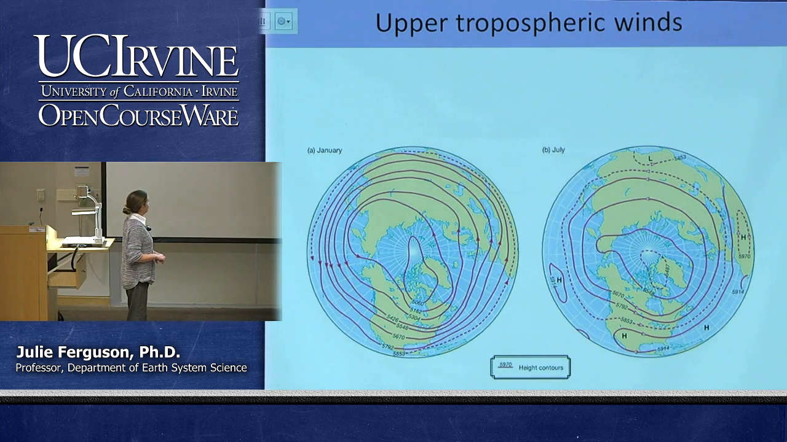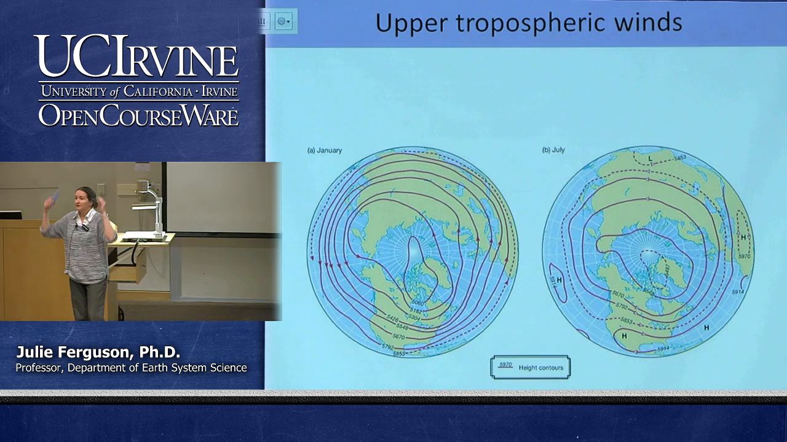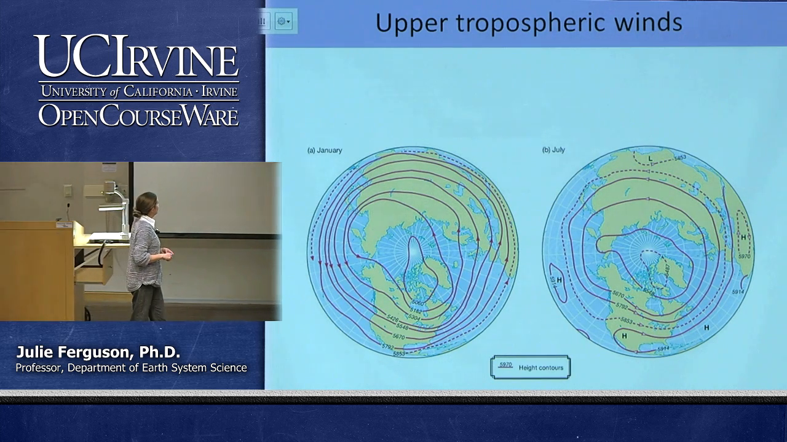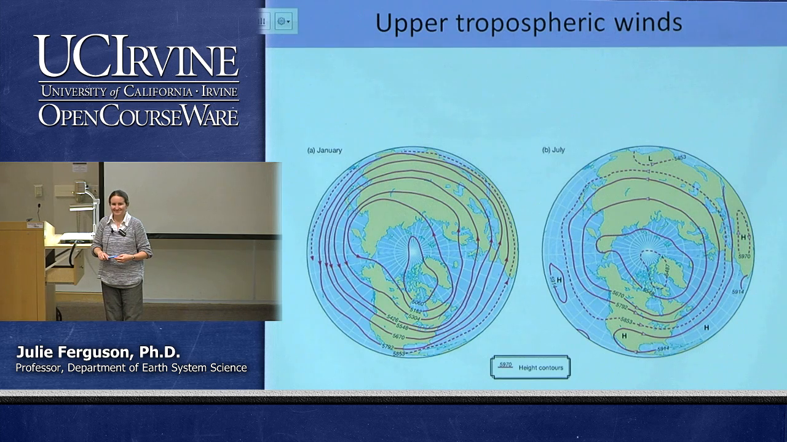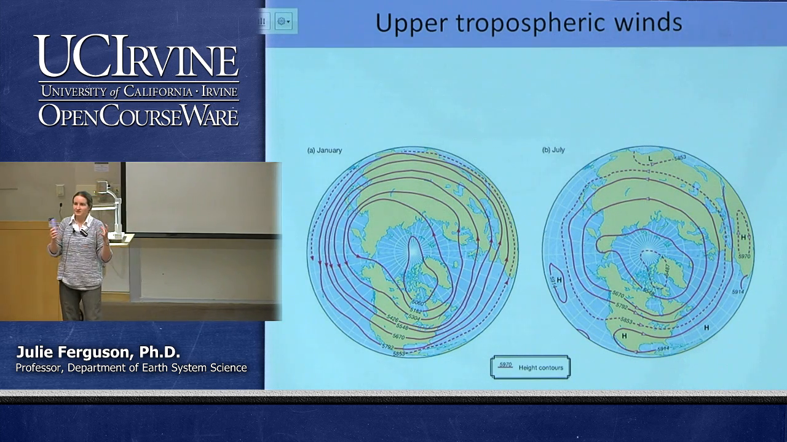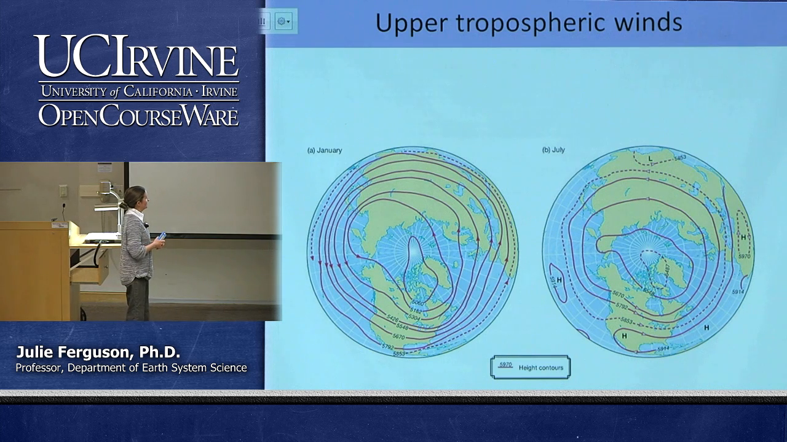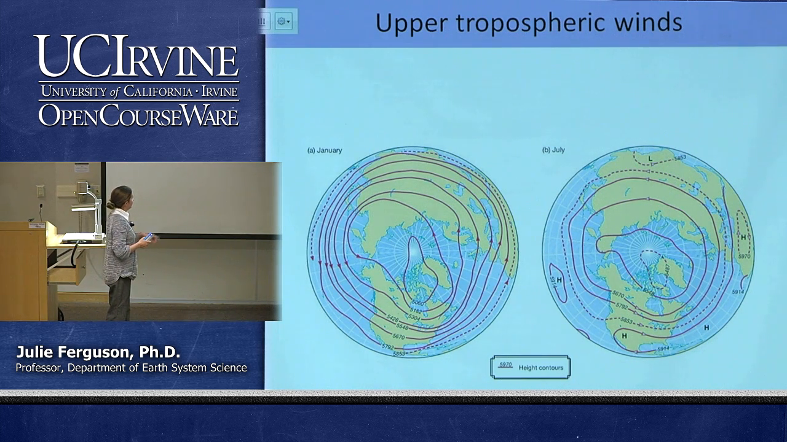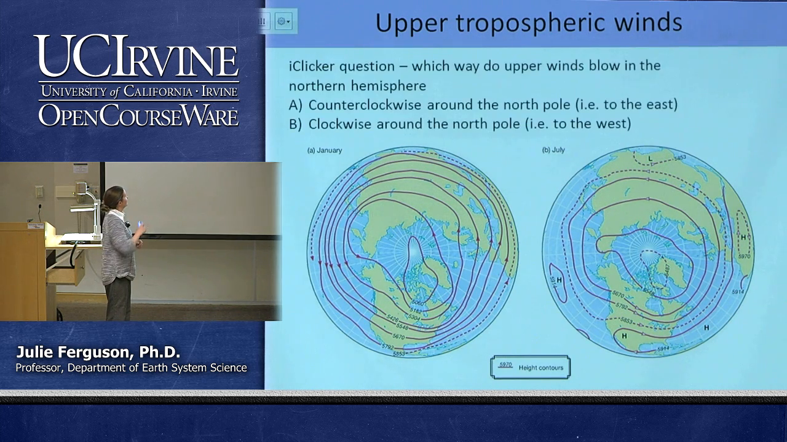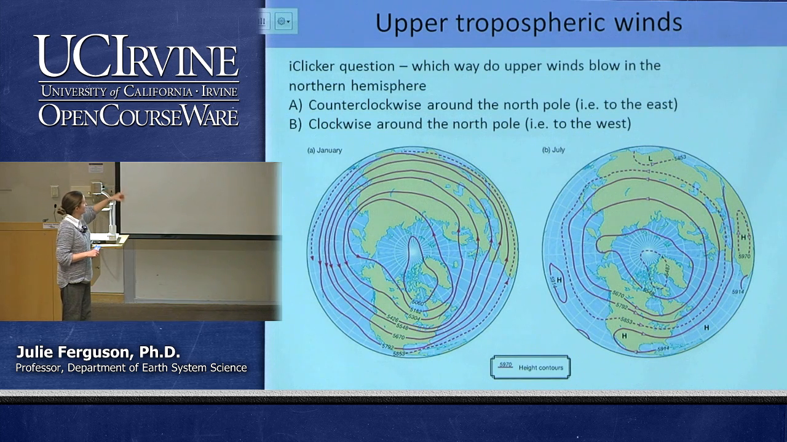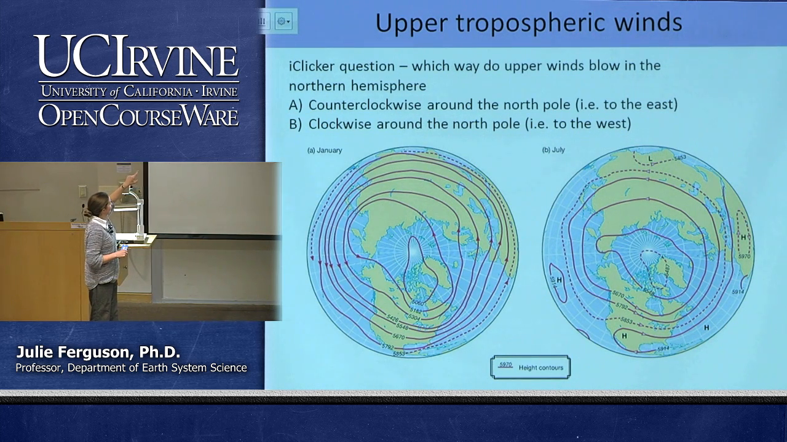So here's my little diagram showing January and July and the isobars in the upper atmosphere. So this isn't at the surface. This is high up in the atmosphere. And you can see, when do you think it would be windier? January, because we have this much larger change in temperature at that time. And so, if we're going from higher pressure at the equator to lower pressure at the pole, which way do upper winds blow around the North Pole? Do they go counterclockwise, so to the east, or do they go clockwise to the west?